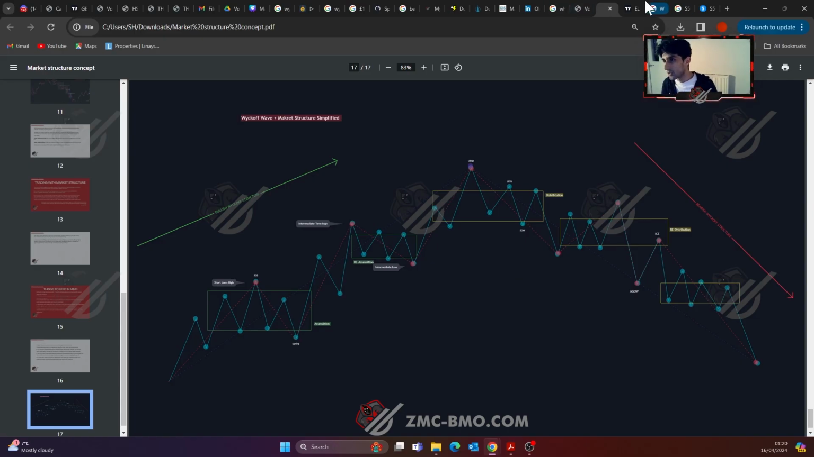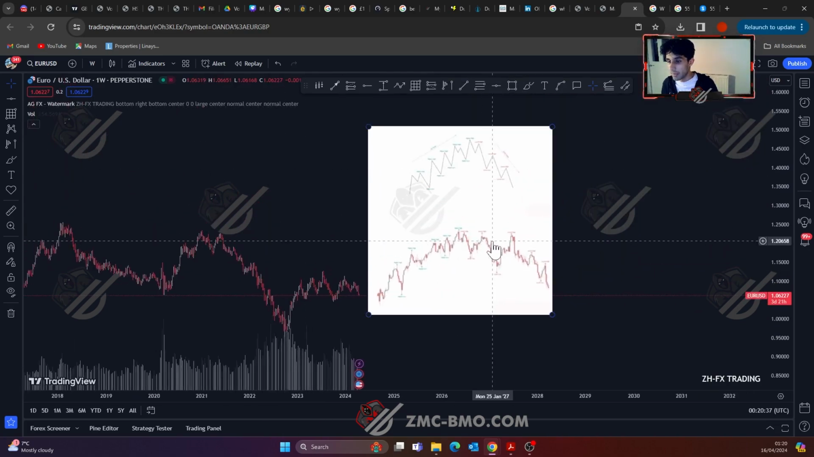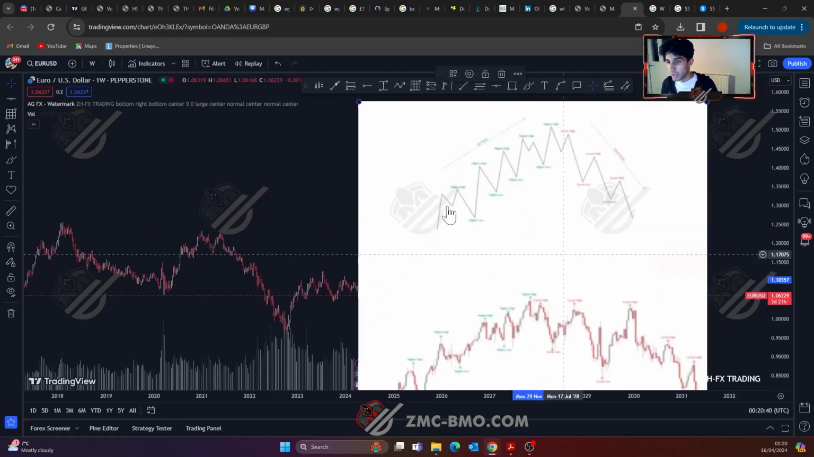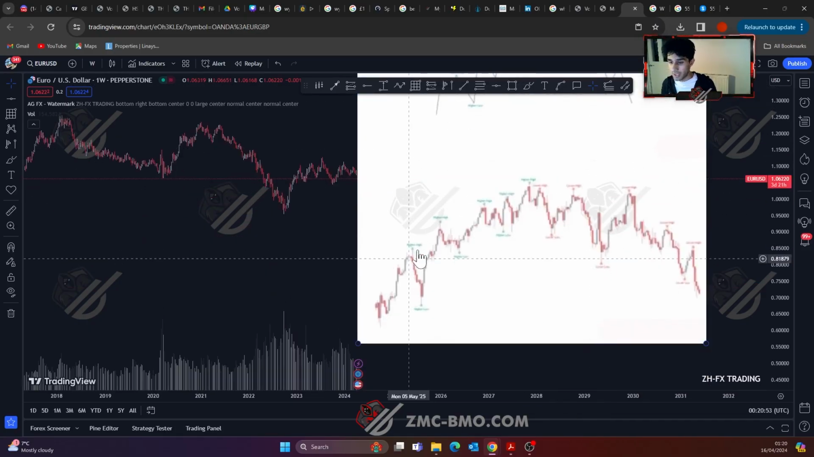Now I'm going to keep this one very short and simple, and we're going to go over some live examples: your higher highs, higher lows, higher highs, higher lows, uptrend, downtrend. That's it. Then you've got lower highs, lower lows, lower highs, lower lows. And again, you can see it. Higher highs, higher lows, then lower highs.